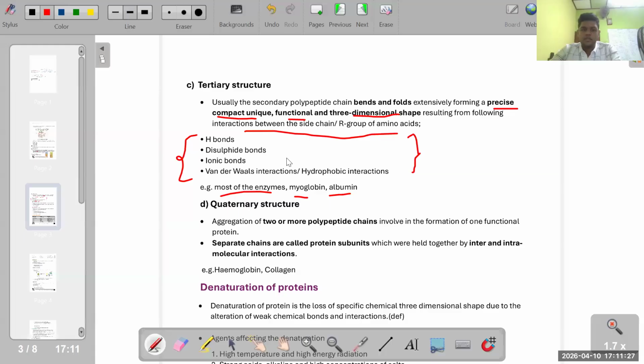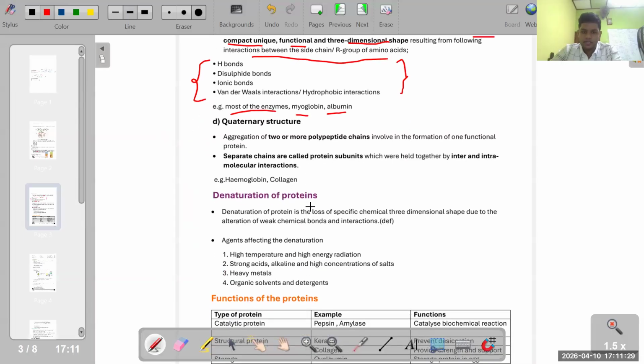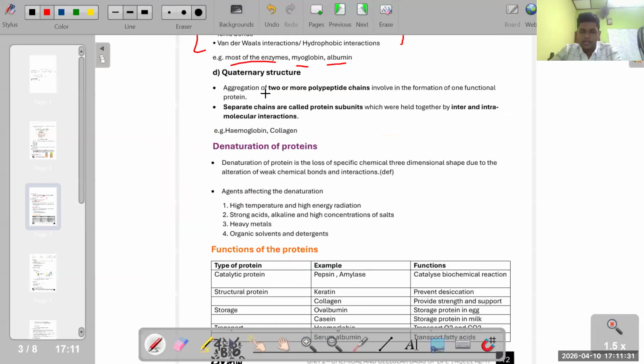Right, very good. Then let's go to the last part, which is the quaternary structure of protein. Aggregation means collection, accumulation, or something, right? Aggregation of two or more polypeptide chains involved in the formation of one functional protein. To form one functional protein, two or more polypeptide chains can be involved if it is in a quaternary structure.